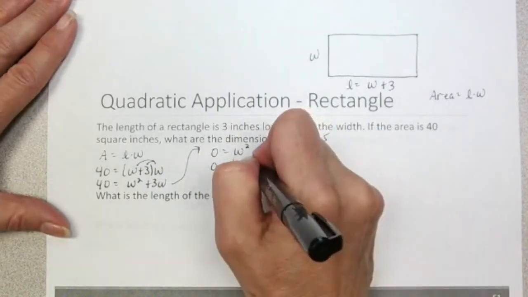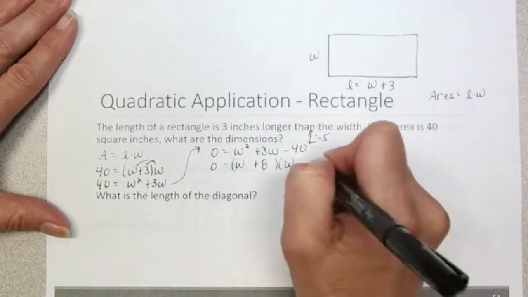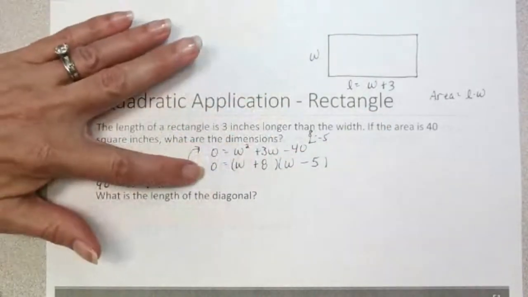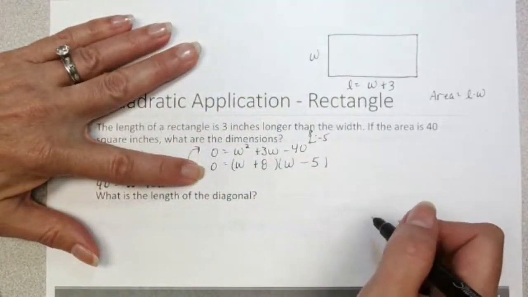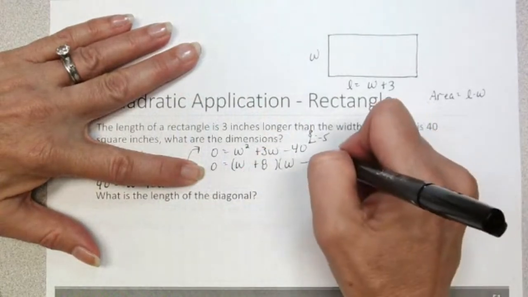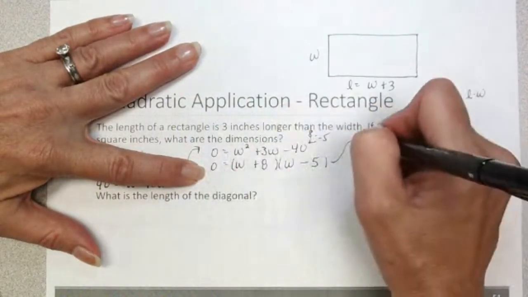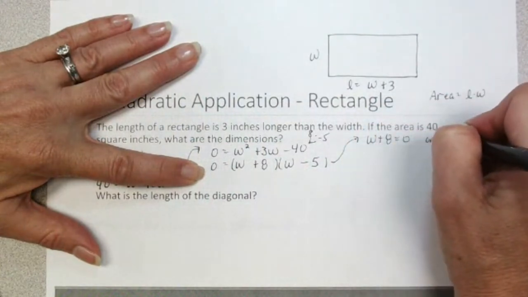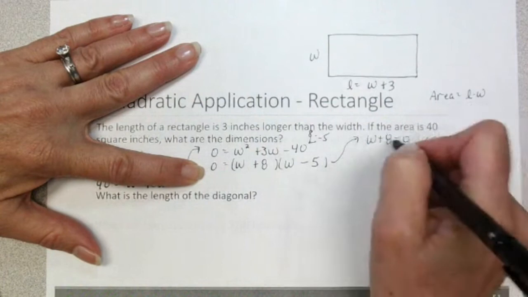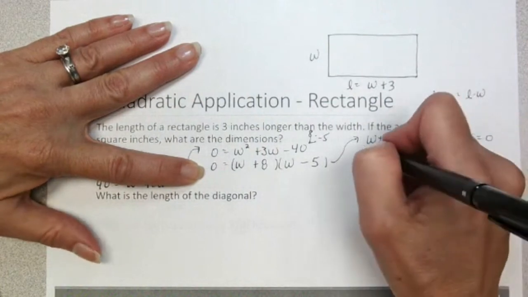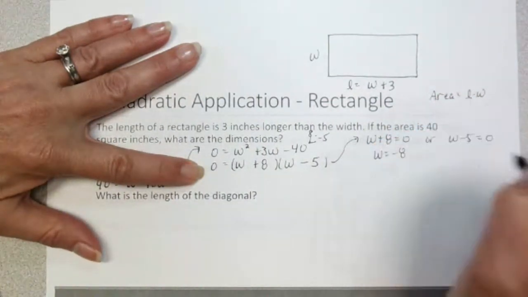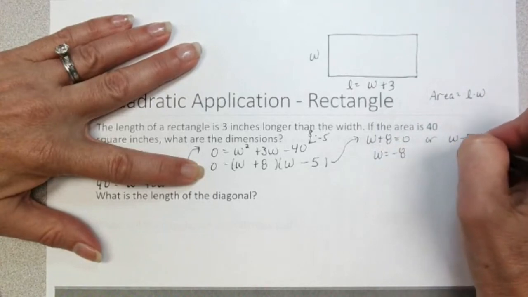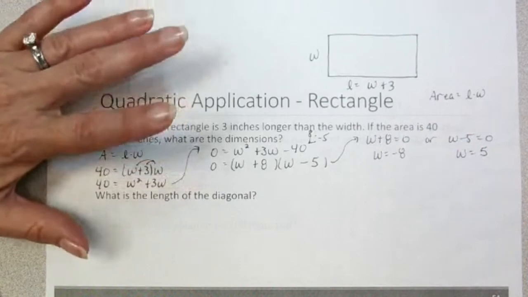I'll factor into W plus 8 times W minus 5. All right, now that it's factored, we can use the zero product principle. So we'll say either W plus 8 equals 0 or W minus 5 equals 0. If W plus 8 equals 0, when we subtract 8 from both sides, we see that W equals negative 8. If W minus 5 equals 0, add 5 to both sides, and we see that W equals 5.